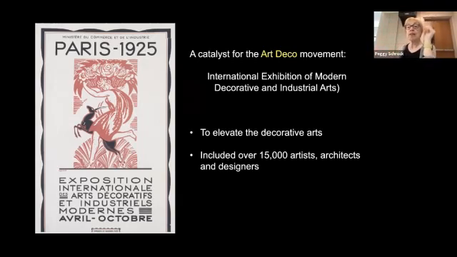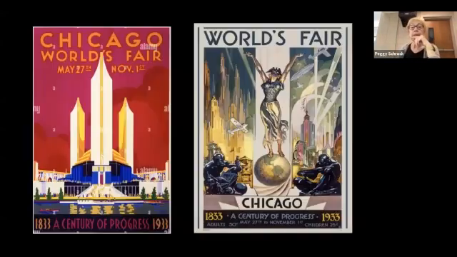The exhibition, the International Exhibition of Modern Decorative and Industrial Art. So this is where Art Deco, or Arts Décoratifs, as it was called in France. The purpose of the exposition itself was to, as you can see, elevate decorative art. It's still very much about applied ornament, detail on forms. The exhibition itself, over 15,000 artists and architects. I mean, that's a lot of people to communicate the style.